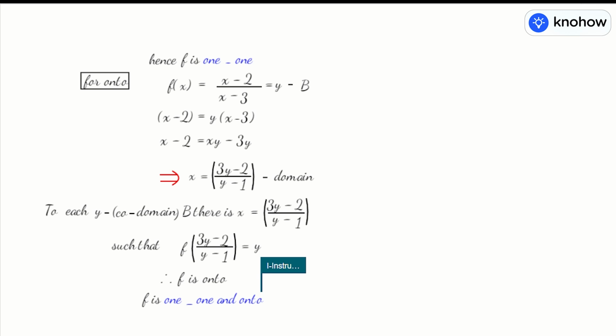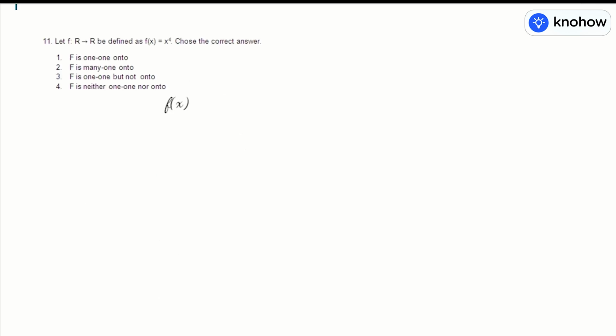Now we are given a function f from the set of real numbers to the real numbers, f(x) equal to x to the power 4. We have to check whether it is one-one or onto, and then accordingly we can have the choice out of the 4. The 4 choices given are A, B, C, D. So we'll select out of A, B, C, D later.